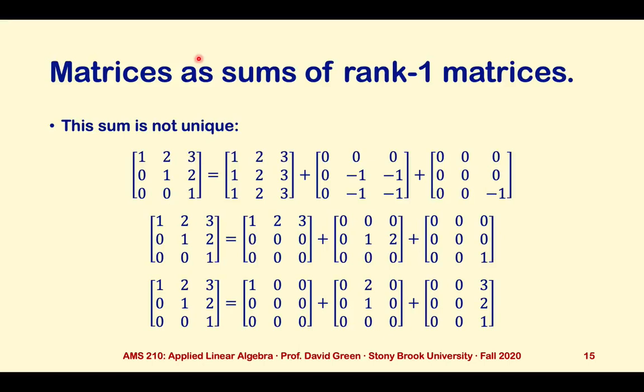This sum is not unique. There are many different ways that we can write the same matrix as a sum of rank 1 matrices. I've just shown an example here. The same 3 by 3 rank 3 matrix, and I can write this as many different sums of rank 1 matrices. One is very similar to the one we looked at in the last case.